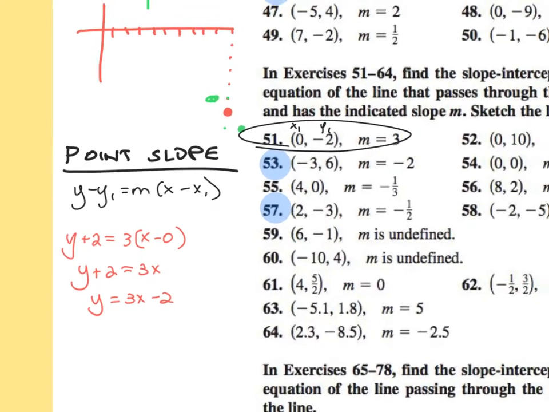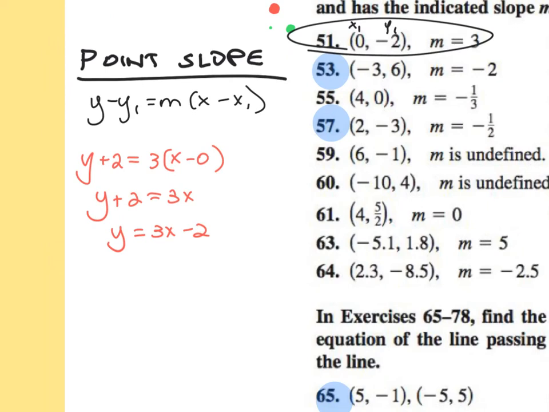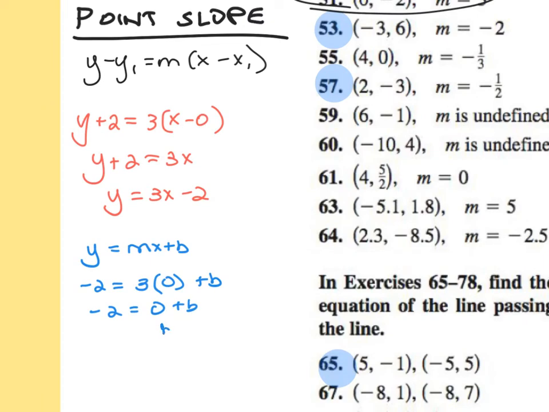That's one option. Or, and it says slope-intercept form, so you want to make sure that it's in that y equals mx plus b format. Or you can plug it into y equals mx plus b, plug it in as x and y, so this would be negative 2 equals, the m was 3, the x was 0, and the b is what we're trying to find. Negative 2 equals 3 times 0, which is 0, plus b. And so b is negative 2.